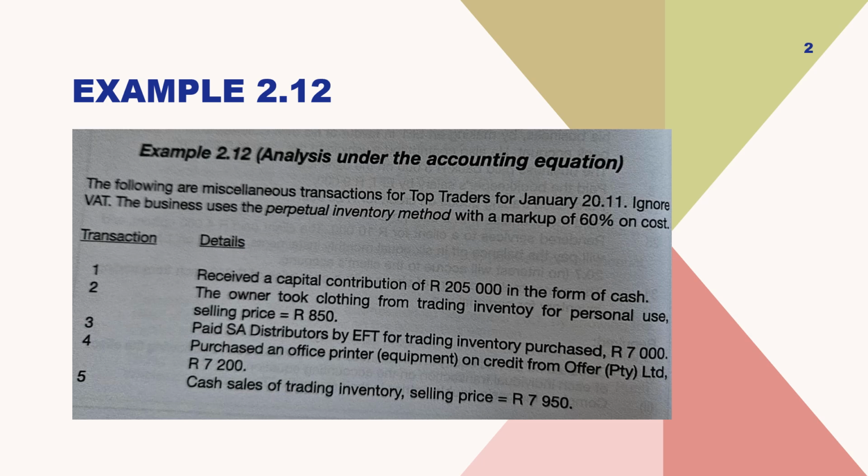The business uses the perpetual inventory method with a markup of 60% on cost. There are certain times when you need to calculate the cost of goods, and they may give you the selling price, and you'll need to use that markup of 60% to calculate the cost of those goods. You'll see that in some of the transactions here, and I'll explain it when we get to it.